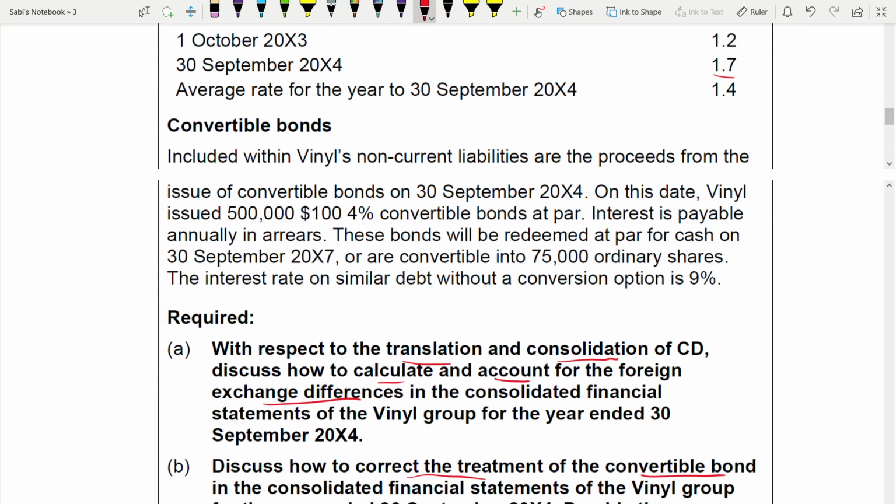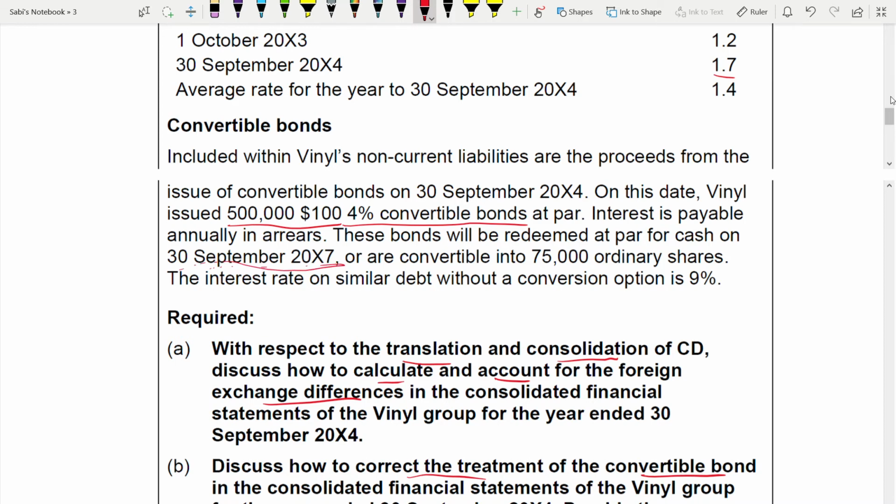What is the amount of the bond? 500,000 number of bonds at $100. That means each bond is for $100, so 500,000 times 100 gives the total amount. It is a 4% convertible bond, they have given the rate of 4%. Interest is payable annually in arrears. The bonds will be redeemed at par for cash, on 30th September 2007.